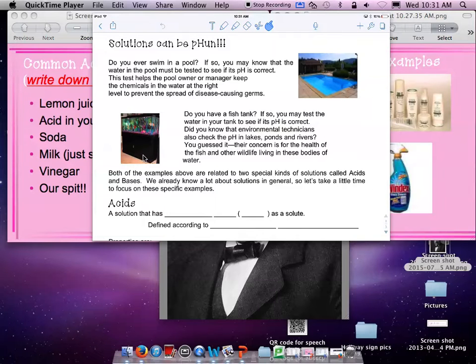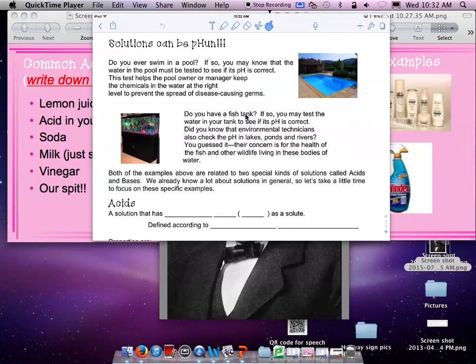To put this into context, you might have heard about this if you've ever swum in a pool. You may know that pools must be tested so that something called pH is correct, so it's not too high or low when you're swimming. That keeps it safe from spreading diseases, but without too many chemicals that could be harmful to your skin.